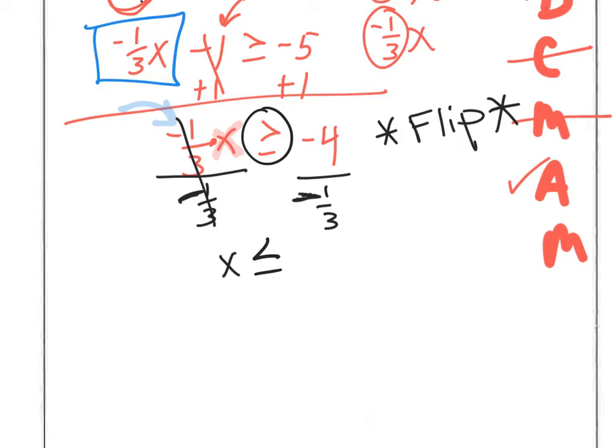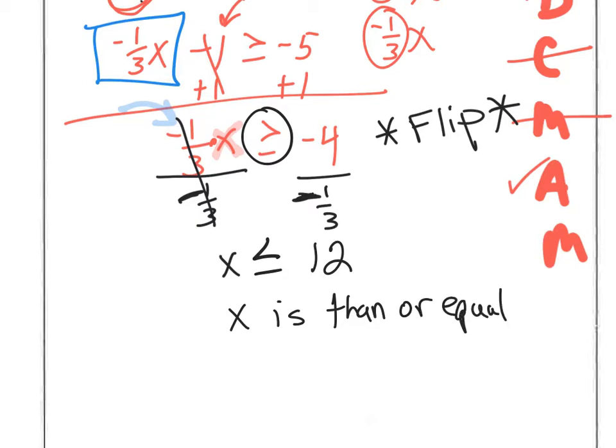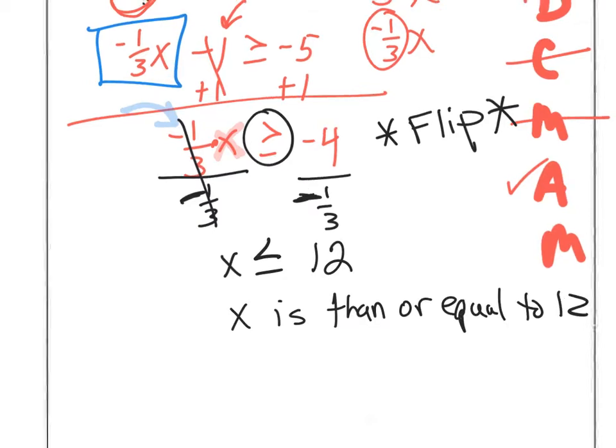When I plug negative 4 divided by negative 1/3 in your calculator, you get 12. I don't know why I wrote 13, because I said 12. So let's try that again. So it's 12. So I know that x is less than or equal to 12.